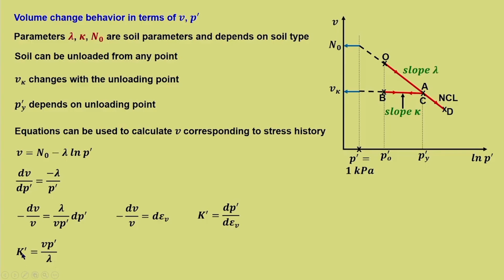Now this is the scenario of bulk modulus on the normal consolidation line because it is lambda, but for the swelling reloading line, K dash is equal to Vp dash by V kappa, that is this particular line. So you can see that K dash is not a constant parameter, rather it changes depending upon whether it is lambda or V kappa, or with different positions of V and P dash.